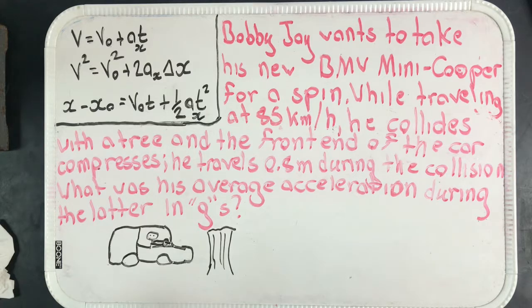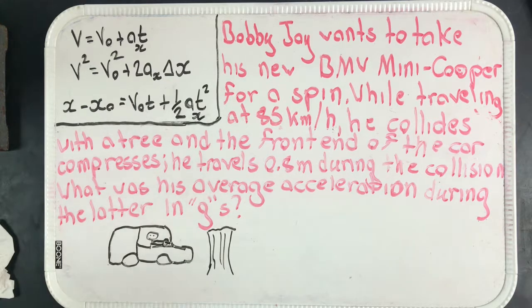So let's begin, and I brought my friend Bobby J to assist us, and Bobby J is impervious to all forms of damage, so let's assume that he has all 5 Infinity Stones. So Bobby J wants to take his new BMW Mini Cooper for a spin. While traveling at 85 kilometers per hour, he collides with a tree, and the front end of the car compresses. He travels 0.8 meters during the collision. What was his average acceleration during this collision in G's?